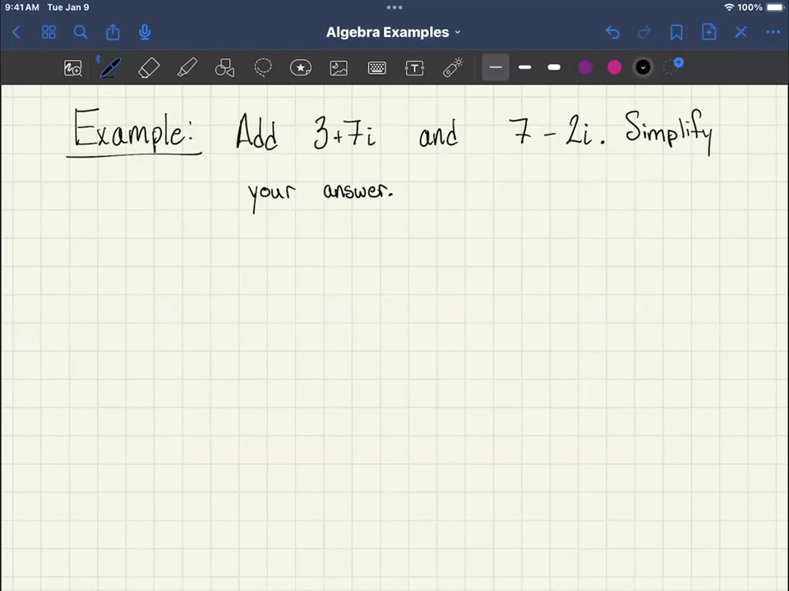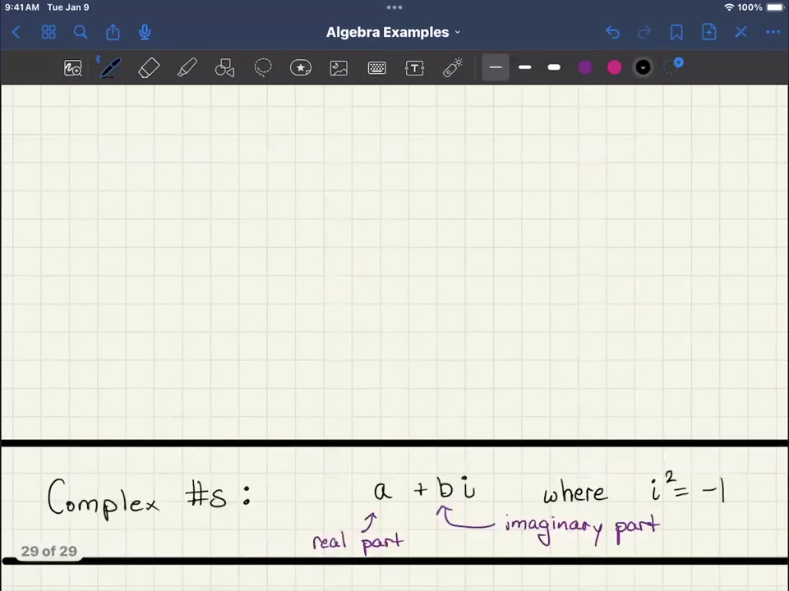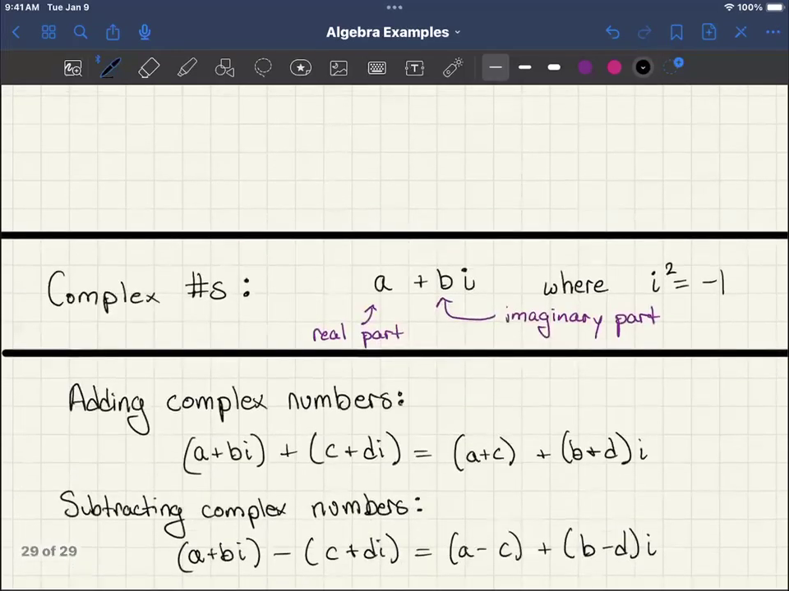Today we're looking at an example where we're asked to add two numbers, 3 plus 7i and 7 minus 2i. We are asked then to simplify our answer. Okay, let's talk about what in the world we were just hit over the head with. These things are called complex numbers, and complex numbers have two parts to them. The first part is called the real part, and the second part is called the imaginary part.